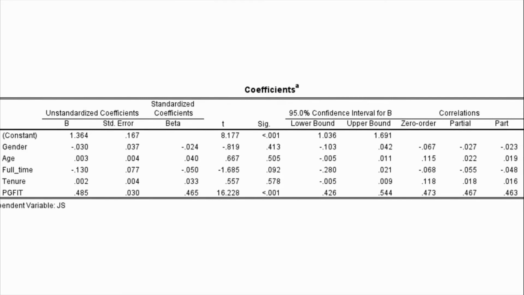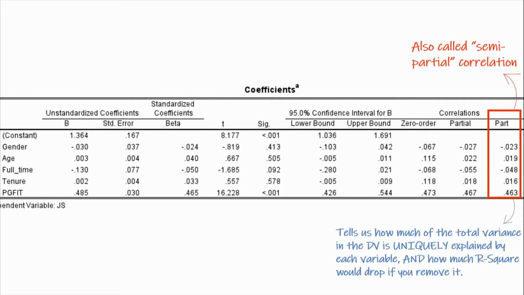Now, when evaluating each of the independent variables, another useful piece of information in this table is the part correlation coefficients. In some of the literature, this part correlation may often be referred to as a semi-partial correlation. Now, how is this information helpful or useful? If you square the part correlations, you get an indication of the contribution of that particular variable to the total R-squared. So it tells us how much of the total variance in the dependent variable is uniquely explained by each independent variable, and how much R-squared would drop if you remove it from your model.